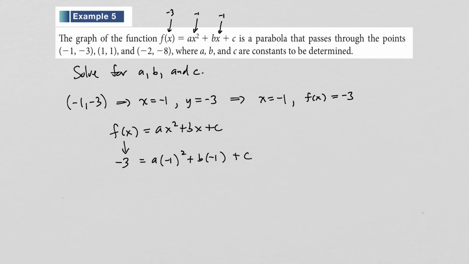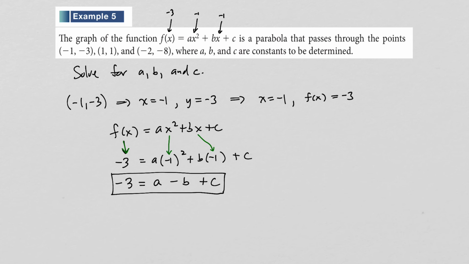And that equation is here. So f of x is -3 when x is -1. That gives us -3 equals a times (-1) squared plus b times (-1) plus c. So all I did here, again, is replace x with -1, and replace f of x with -3. This gives us -3 equals a times (-1) squared, which is 1, plus b times -1, which is minus b, and then plus c. So I'm going to keep this for now.